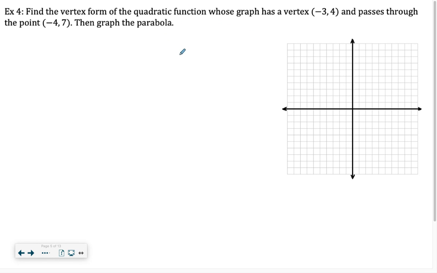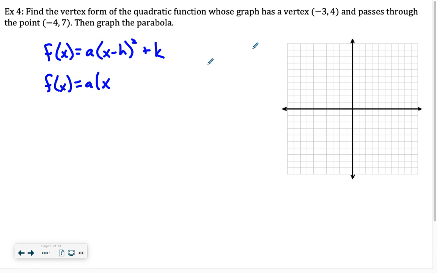So here, let's go backwards now and write the equation given some information. We're given that the vertex is (-3, 4), and then we're just given a point. If I'm given the vertex, I'm going to use my vertex form: f of x equals a times x minus h squared plus k. I know the vertex, so I'm going to plug that in for h and k. So this becomes f of x equals a times x minus -3, and a double negative we can just write as +3. Then my k value would be 4.